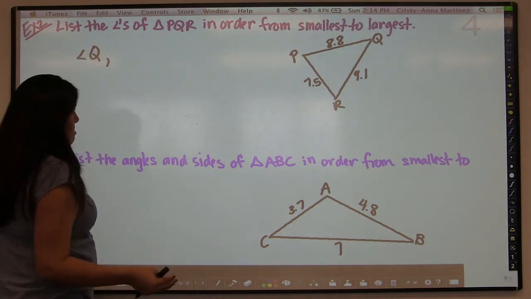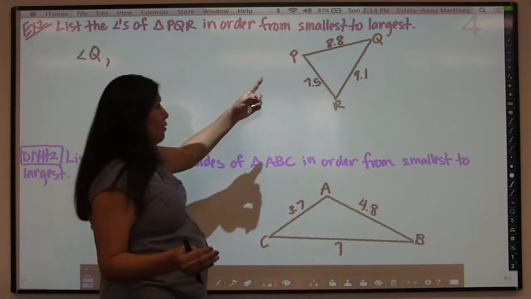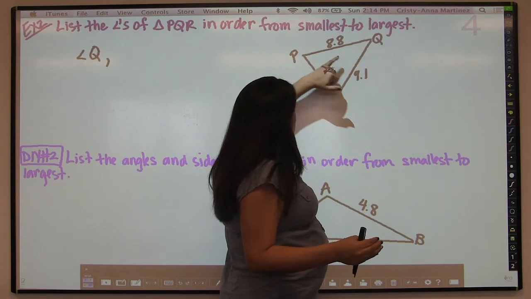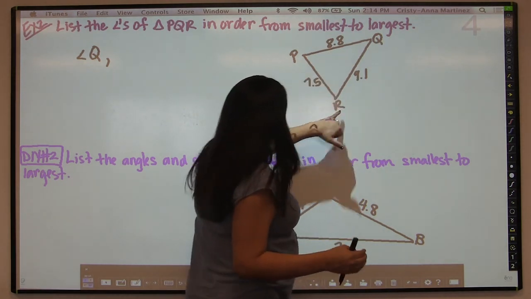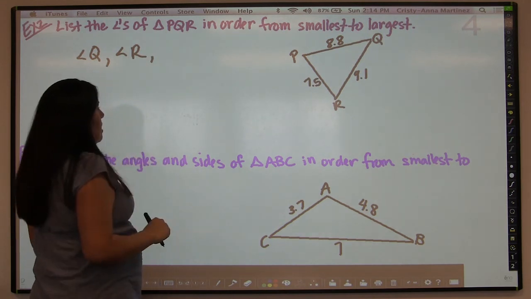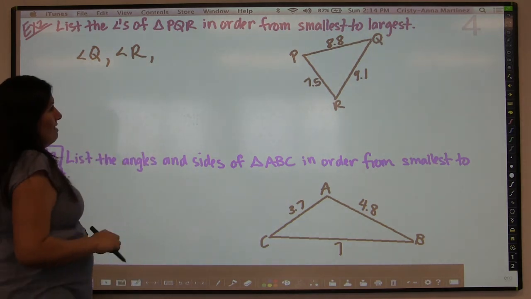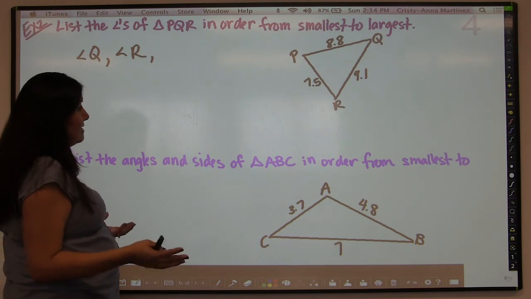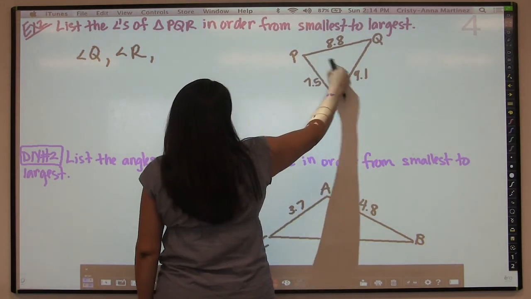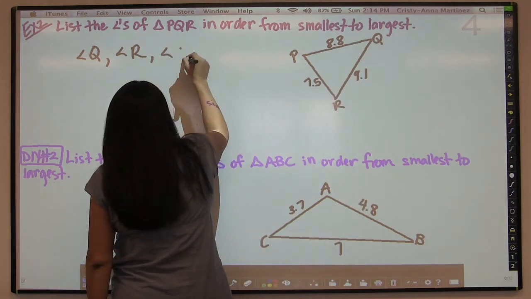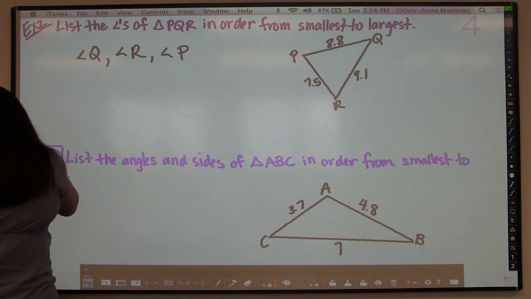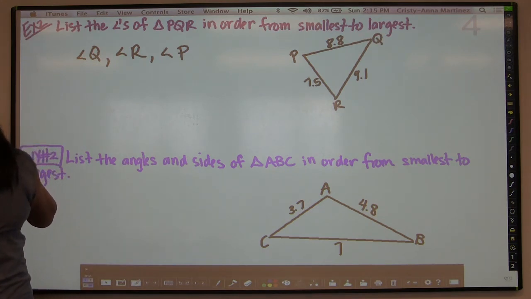The next shortest side is the 8.8. So PQ is the next shortest side. And so opposite PQ is angle R. So then angle R must be the next smallest angle. And the largest side, or the longest side, is this 9.1, so QR. So the angle P, which is opposite QR, must be the largest angle. So there you go, angle Q, angle R, and angle P in that order.